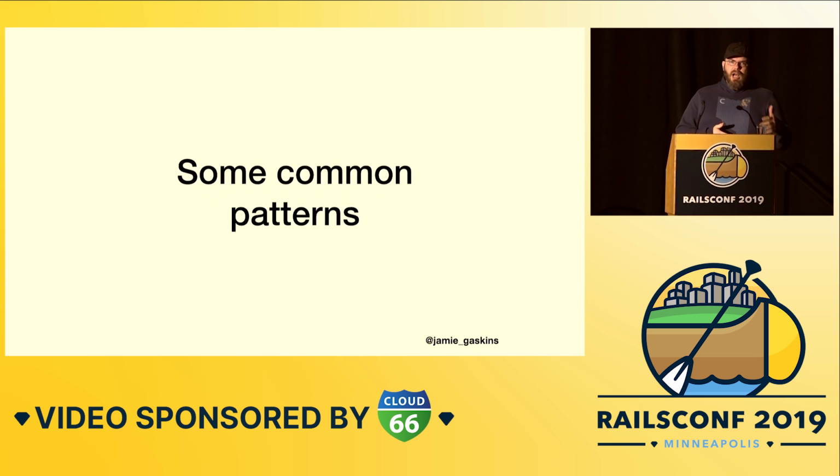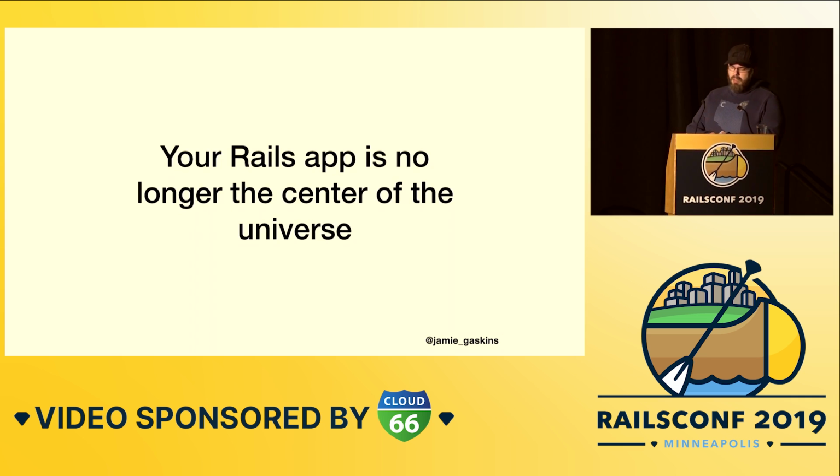But there are a lot of common patterns that you'll see in service-oriented architectures. The main one is that your Rails app that you're building is no longer the center of the universe. It's not the only important thing that you're working on. It's now just a single component of a larger distributed system.